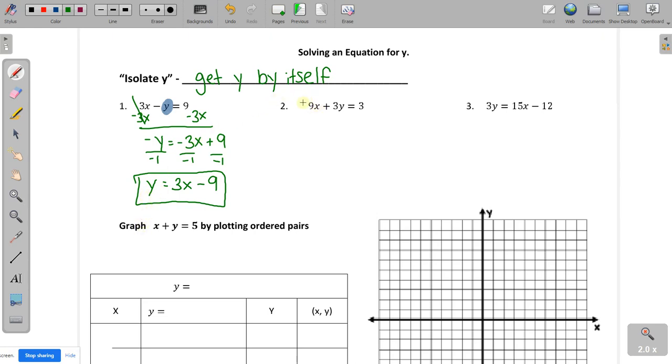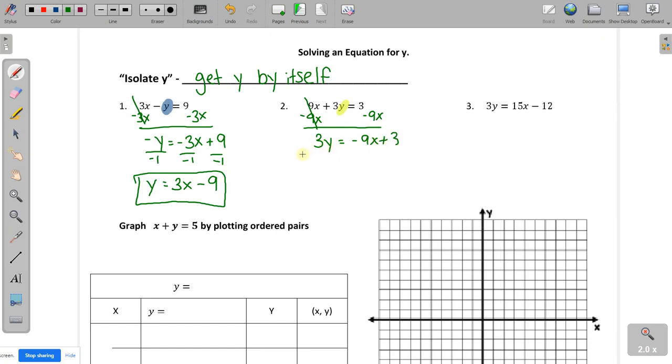So look at the next example. We need to get y by itself, so we need to move over x. We have 9x, which is positive, so we're going to subtract 9x from both sides. Cancels out. Bring down everything else as is. 3y equals. Then we have -9x plus 3.